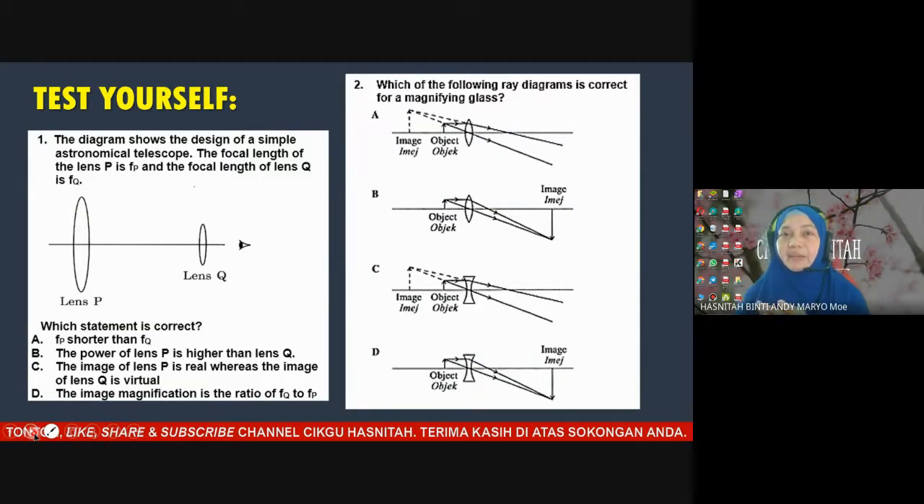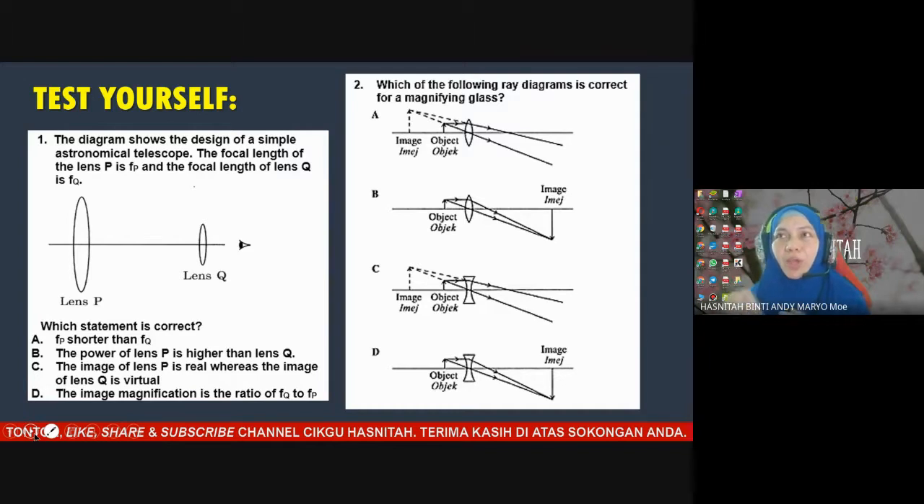Very good. In the magnifying glass, we use a single convex lens with a short focal length, a powerful lens. And in the compound microscope, we are using two lenses, namely the objective and the eyepiece. So you have to know which one has a high power, which one has a low power, and what is the characteristic of the image formed by both. Objective lens produces what kind of image? Eyepiece produces what kind of image? Same goes for the telescope. We have an eyepiece and we have an objective lens.